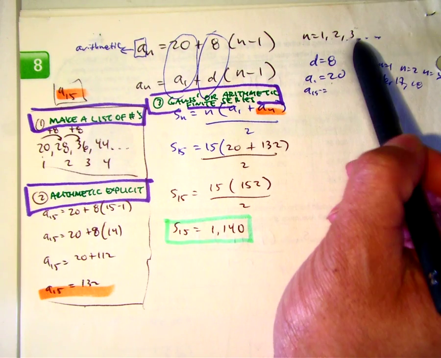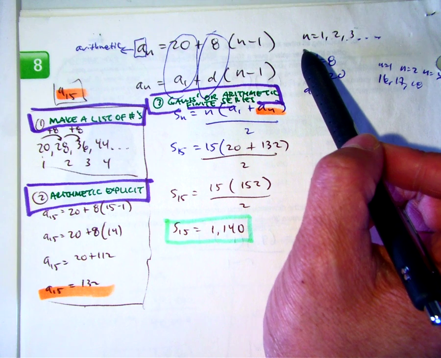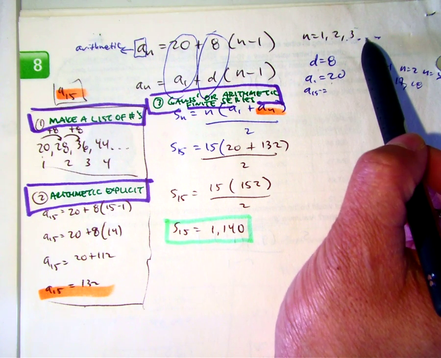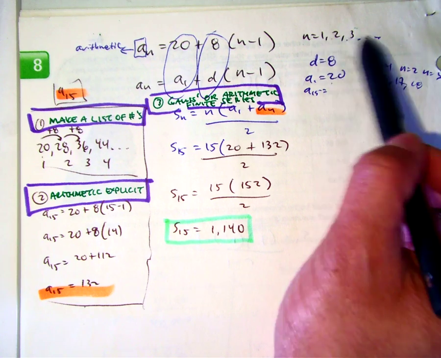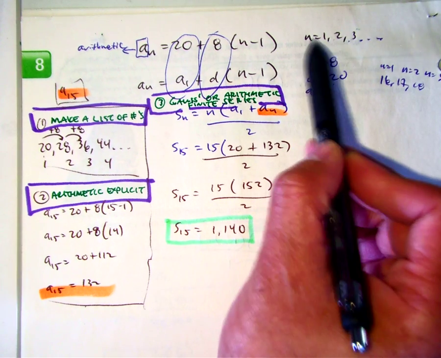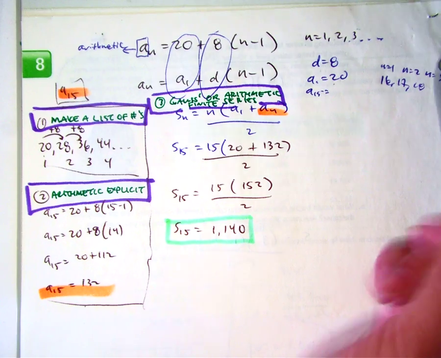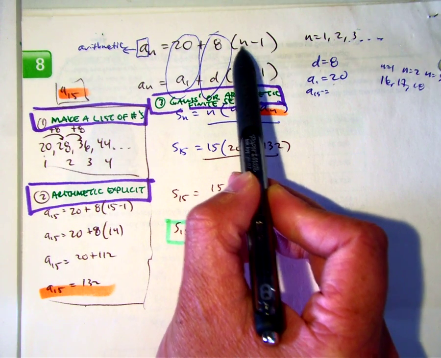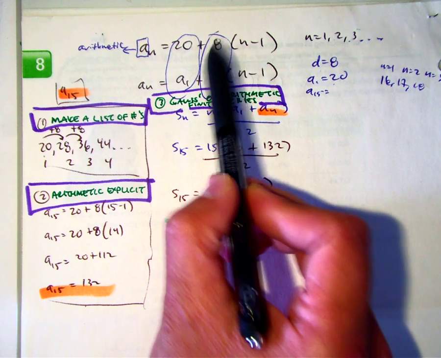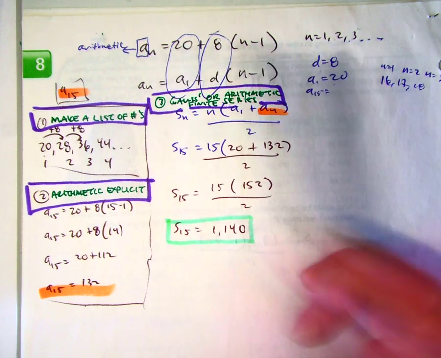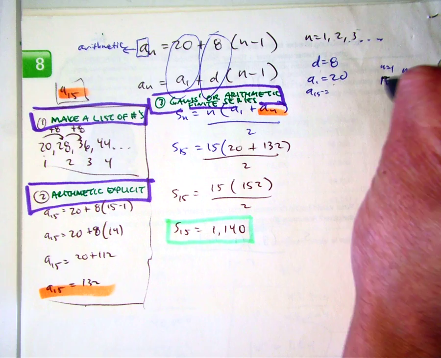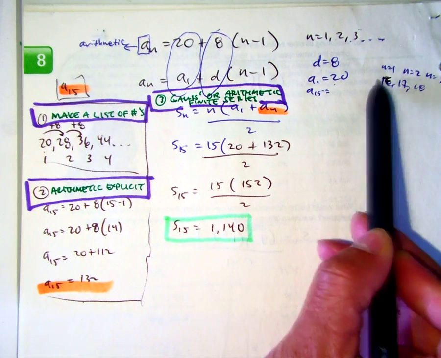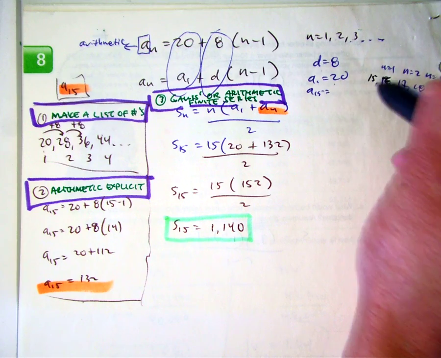Well, they only give us 3 numbers, and the common mistake is to think the list of numbers is 1, 2, 3. This is not the numbers. This is telling you the term number. So the first term is, if you put in a 1 here, 1 minus 1 is 0, 0 times 8 is 0, and then our first term is actually 20.